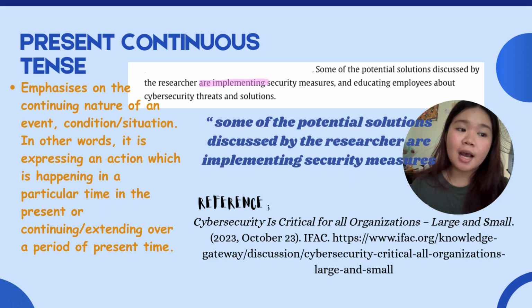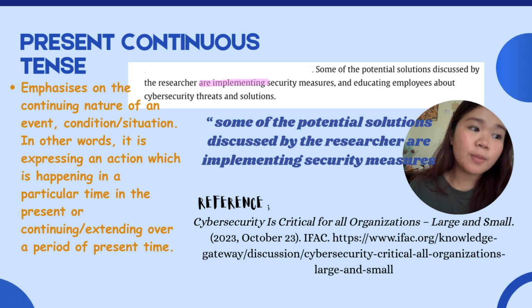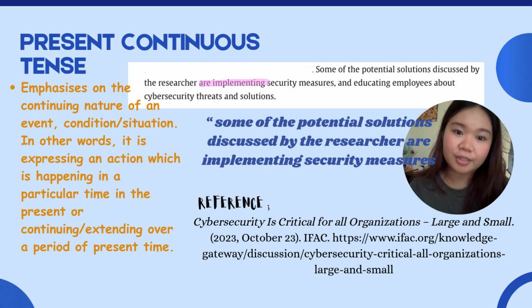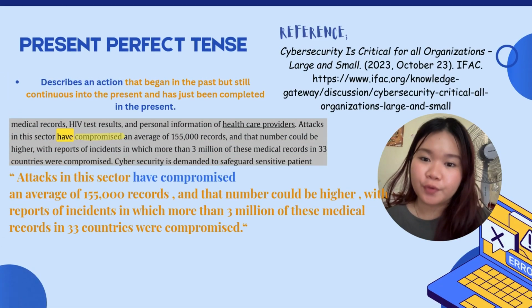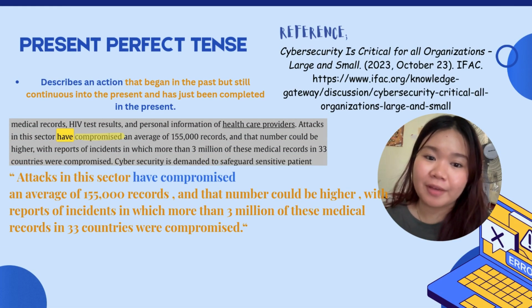As you can see, I have provided some examples of present continuous tense, which is: some of the potential solutions discussed by the researchers are implementing security measures. Not to forget, we also have present perfect tense.